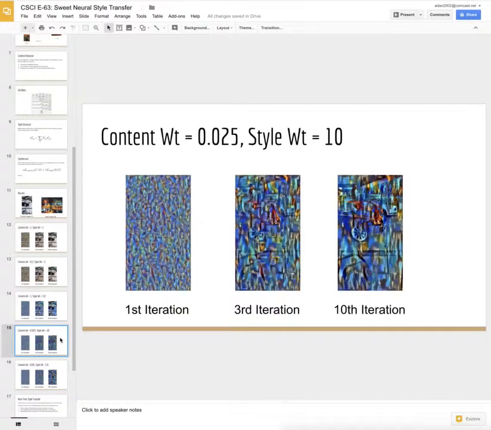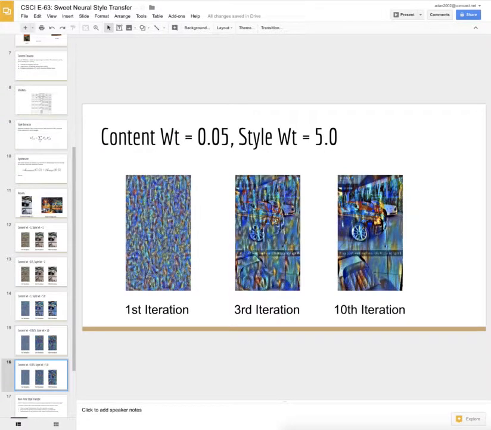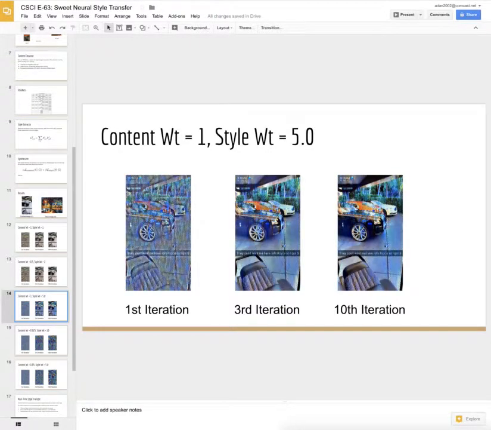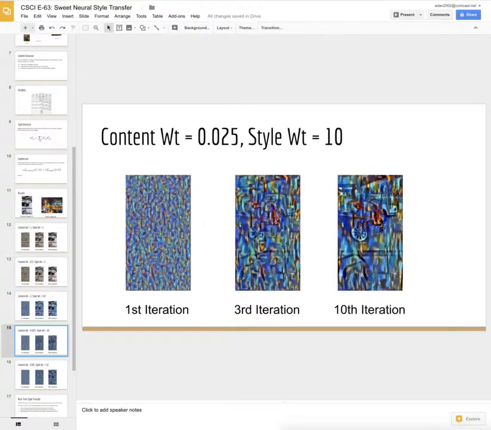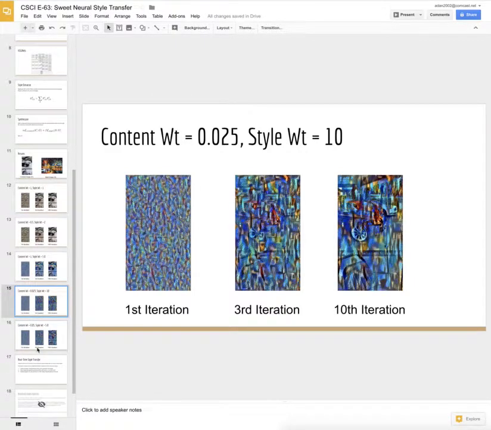And then I messed around with a couple more configurations by significantly reducing the content weight, and we see that at this point it's just overwhelmed by the properties of the style image. So depending on what your tastes are, you can play around with this and find a happy medium. I personally like this one, but it really depends on what you're looking for.